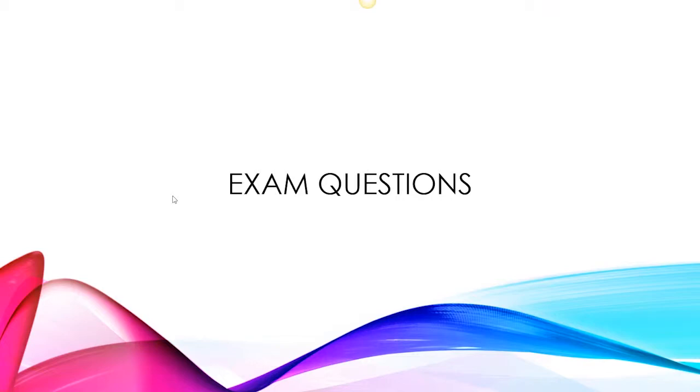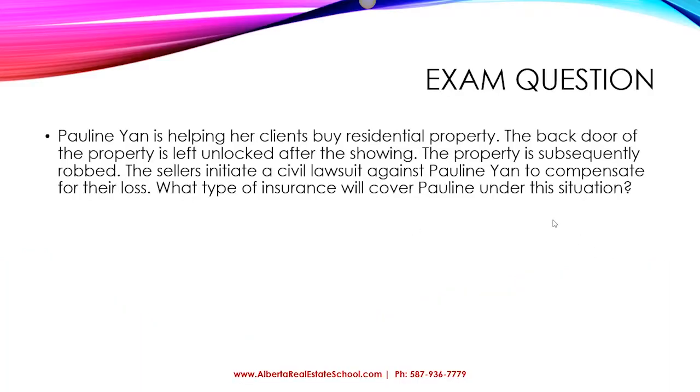Let's take a look at some of the exam questions that we may get around this topic. Pauline Yan is helping her clients buy residential property. The back door of the property is left unlocked after the showing. The property is subsequently robbed. The sellers initiate a civil lawsuit against Pauline Yan to compensate for their loss. What type of insurance will cover Pauline under this situation?